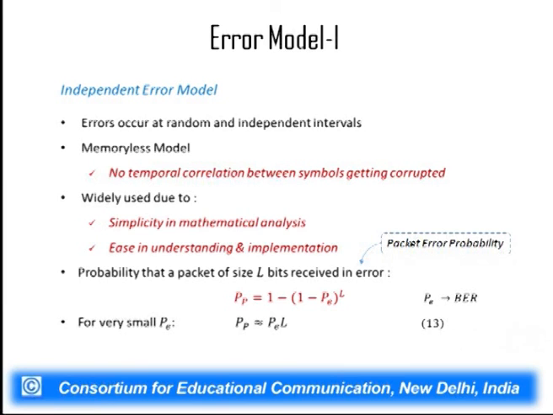Let's see it in this manner: PE means the packet is in error, and 1 minus PE means it's not in error. To the power L means all the frames that we are taking into consideration. So this probability gives you the idea of at least one of the sub-segments of the packet being in error. Because if we can get that probability, we can obviously find out the chances of the entire packet being corrupted.